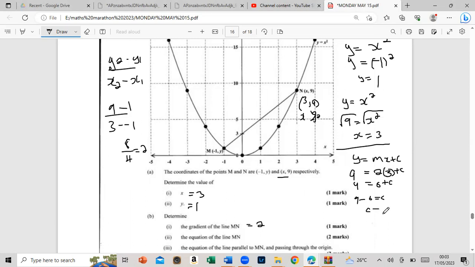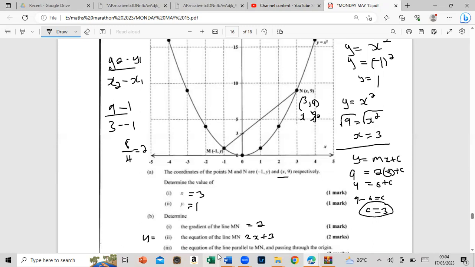So the gradient is 2 and the y-intercept is 3. So the equation is y = 2x + 3, and we have to have y on the front.